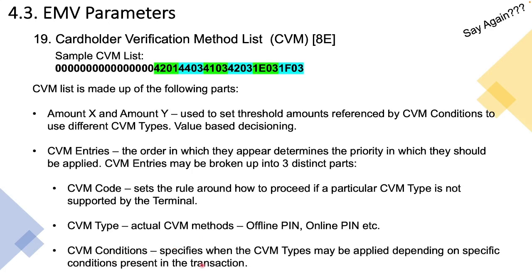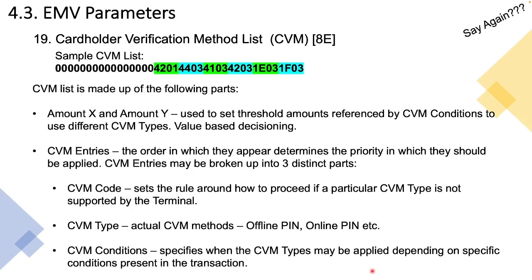And then your CVM conditions, which is your last part, your 01, which tells you to apply this CVM type when certain conditions are prevalent in the transaction, and some of these conditions could actually relate to amount X or amount Y. Okay. This covers the CVM list. Yes, it can be slightly confusing, but if you just take your time, break it down into its distinct parts, and then interpret those individual parts, you'll find that it actually makes a lot of sense. It's very, very logical.